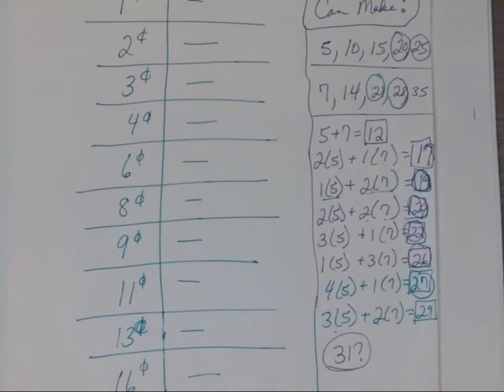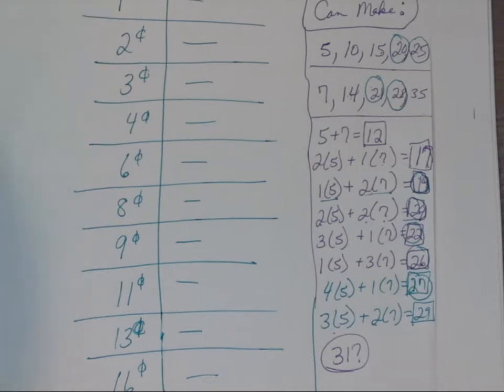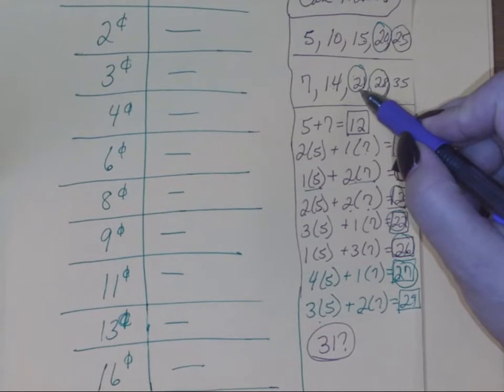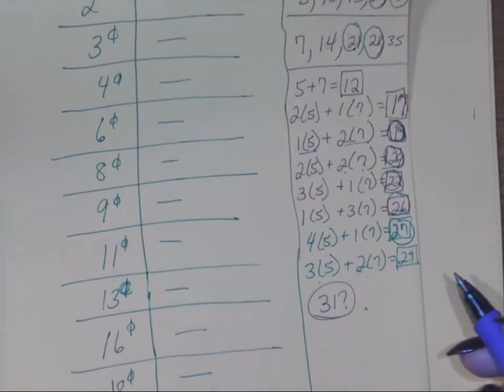Can we make 31? I'm making the conjecture that we can. We just need to figure out, can we? Okay, so let's go back up here. 21 is just a multiple of 7, right? And if I add 10 to it, which is a multiple of 5, I'll get 31. So how would that look?